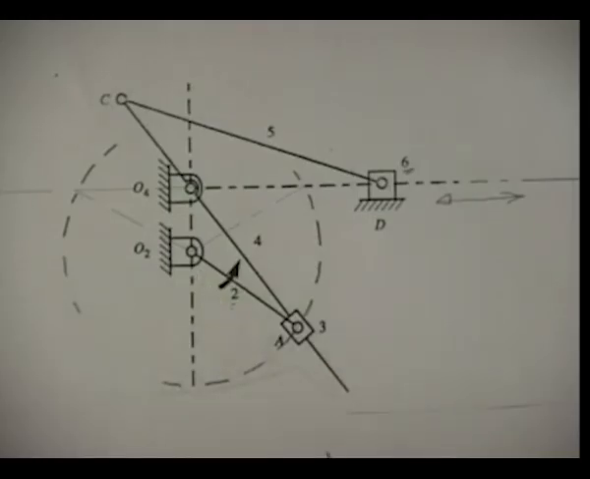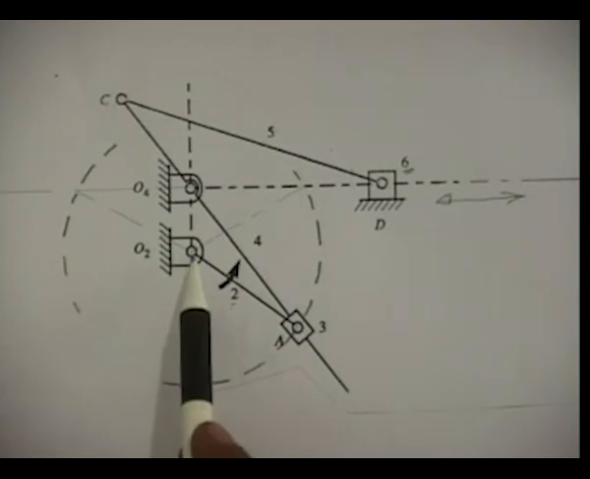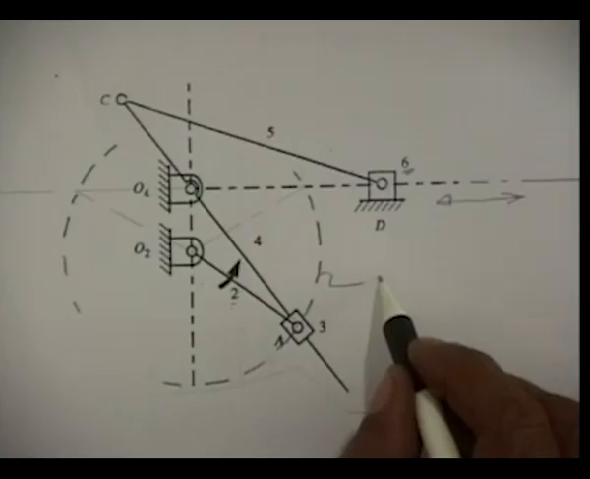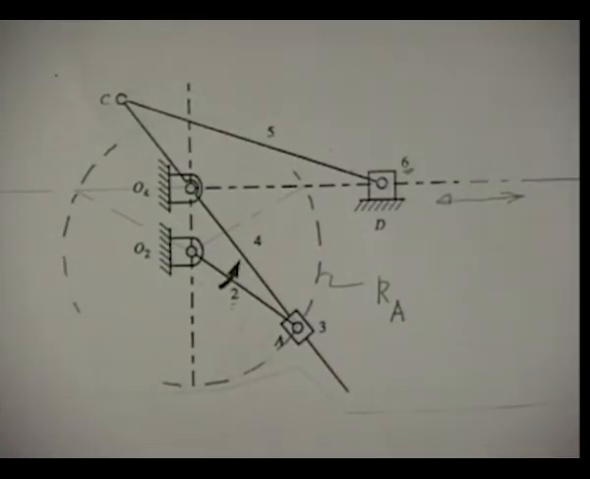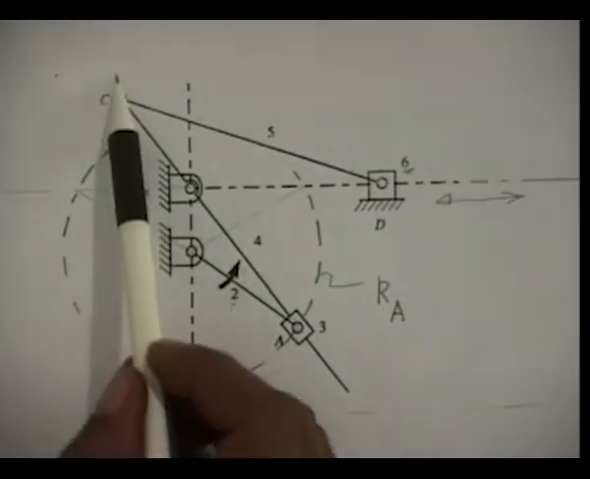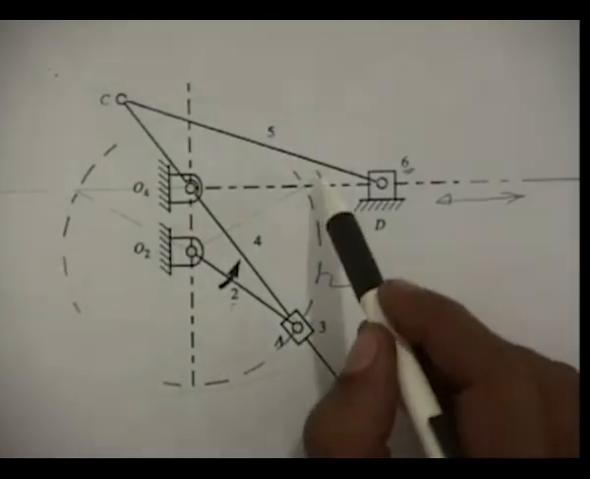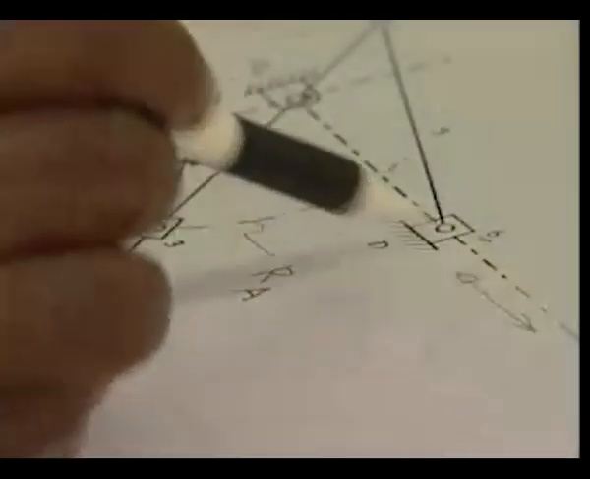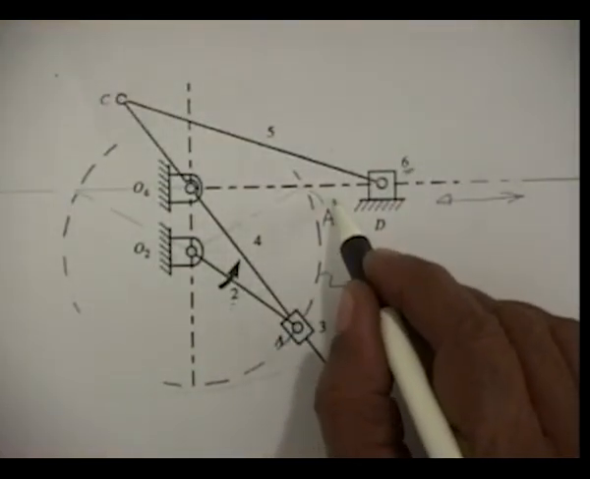Now, the point to note is this point A moves on a circle with O2 as center and O2A as the radius. This is the path of the point A. Let me call it KA. Again, we should note that the points A, O4 and C always lie on the same straight line, and O4 is never moving. So, when the point A comes here, that is the point of intersection of KA and the line of reciprocation of the tool, let me call this point of intersection AL.